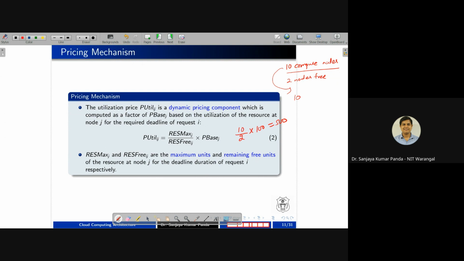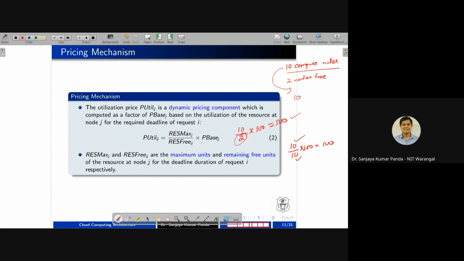So in that case, if you calculate, it is 10 divided by 10. Okay, 10 is the maximum resources, 10 is the remaining resources, multiplied by 100. How much will you get? 100. So what do you conclude here? The conclusion is that if the remaining resource is less, the price is high. And when the remaining resources are more, the price is less.